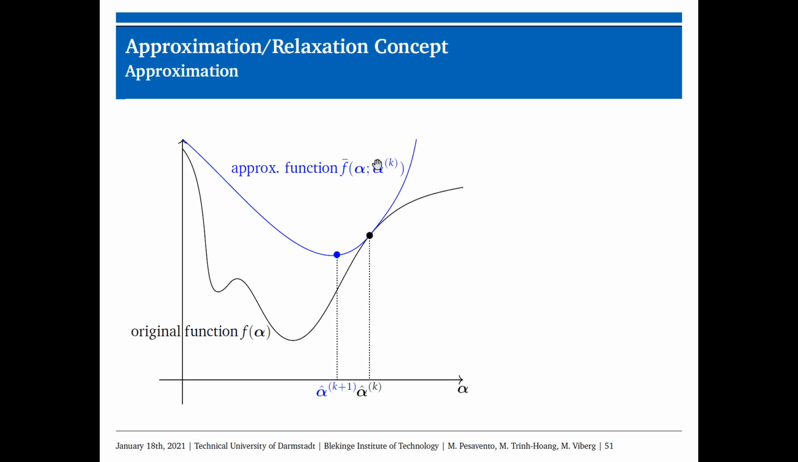The reason for this choice is that if we minimize the upper bound function given here by f bar of alpha at the given point alpha k hat, the next iteration point, denoted here by alpha hat of k plus 1, ensures that the original cost function will decrease. And therefore, if we successively perform this upper bound approximation, the solution of the approximated problem will converge to a local minimum or a saddle point of the original function.